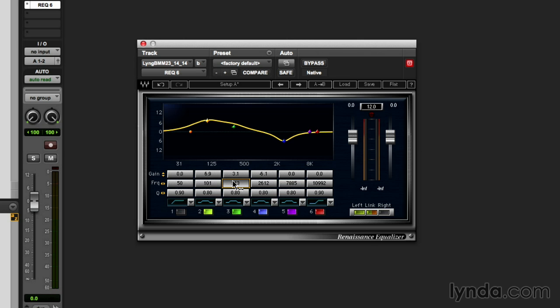There are three main parameters to each band of EQ. Frequency is the point in the audio spectrum where the band is centered, meaning the tone. This would be highs, mids, and lows. Gain is the amount of volume that you're adding or subtracting. And the third parameter is called Q, which is the narrowness or width of the band.